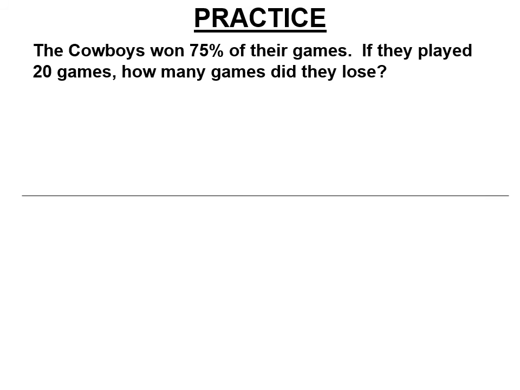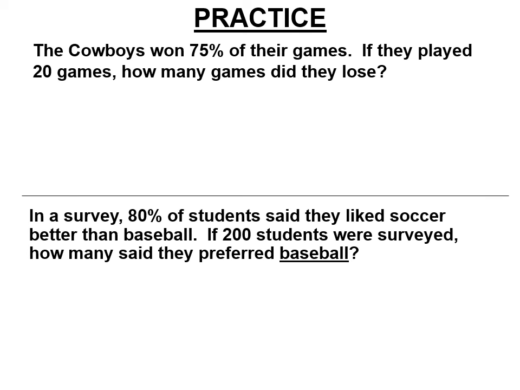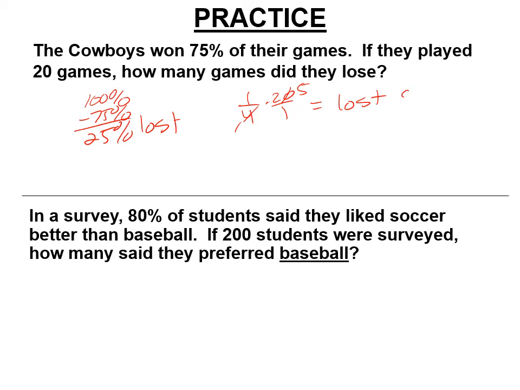Okay, so we're going to practice. So the Cowboys won 75% of the game. If they played 20 games, how many did they lose? All right, so the key to this is if you win 75%, you lost 25%. So we need 25% of 20. So fraction method, 25% is 1/4. So they lost 5 games.